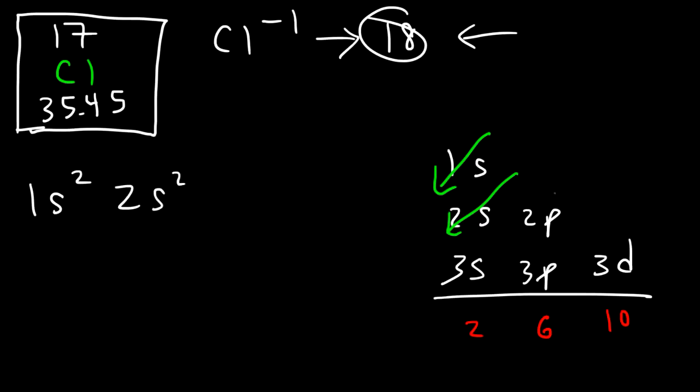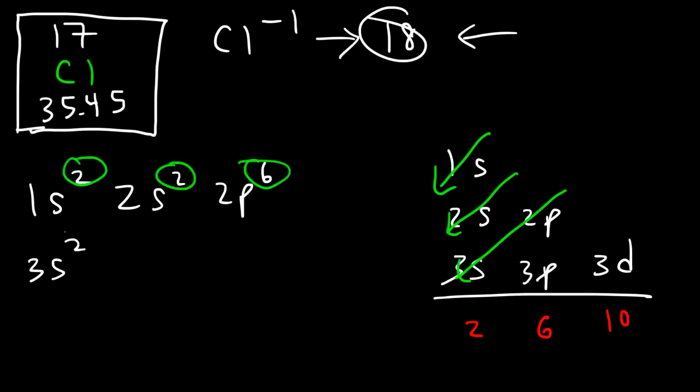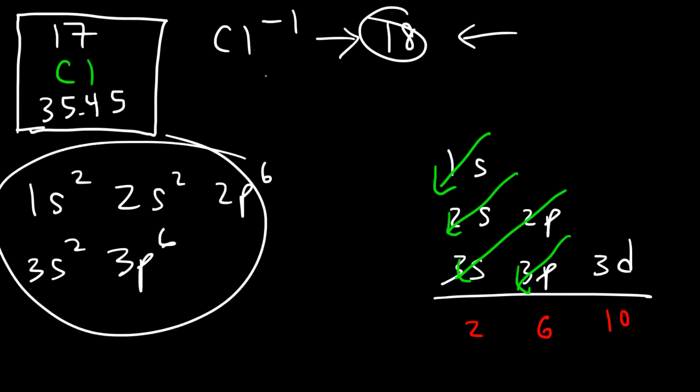After 2s comes 2p, then 3s. So it's 2p6, and then 3s2. So far we have a total of 12, so we need 6 more. And 3p can hold up to 6, so we're going to stop at 3p6. This is the electron configuration for the chloride ion. For chlorine, it's everything up to 3p5, but for chloride, it's 3p6. You got to add 1 to it.